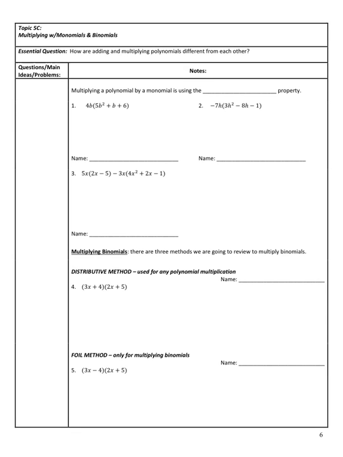Hello, Algebra 1 students. Today we're talking about topic 5C, multiplying with monomials and binomials. It's on page 6 of your note guide, which should look like this.